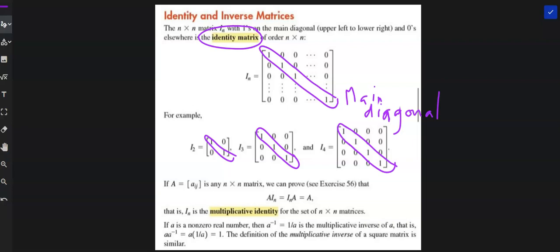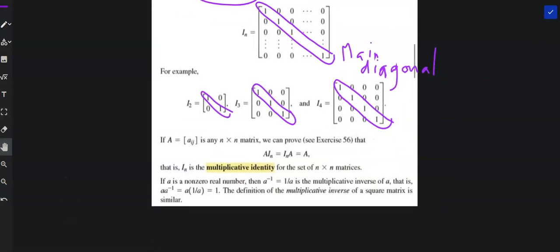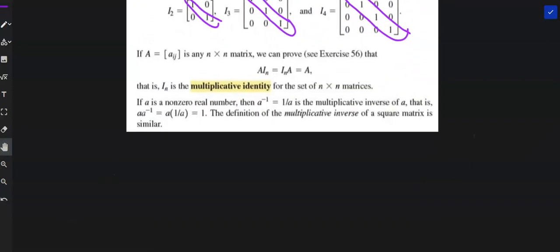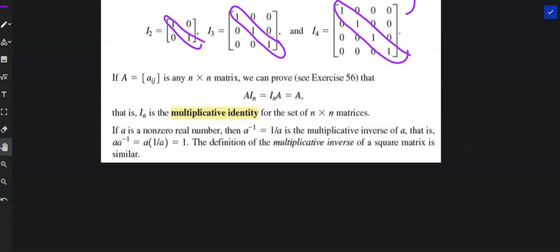Now, what's so special about the identity matrix? Well, this is called a multiplicative identity. Right here is the important part. I'll zoom in on it.